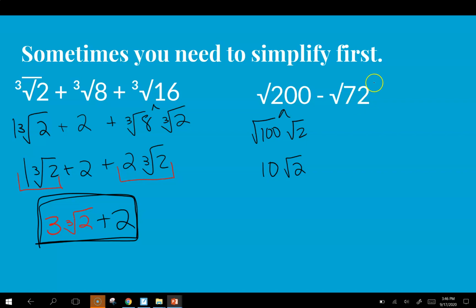All right, 72, again, your brain might go to 9 and 8, but watch out. We did this one earlier, I think. This can actually break apart to be 36 and 2. The square root of 36 is 6, so it becomes 10 square root 2 minus 6 square root 2. They have the same root, they have the same number inside of the root. I get to actually subtract 10 minus 6, and we're going to get 4 times the square root of 2.